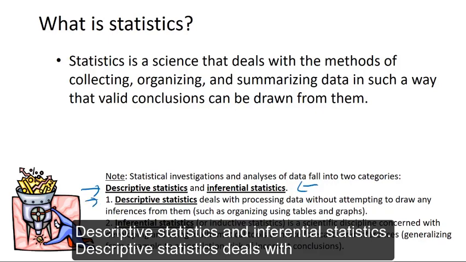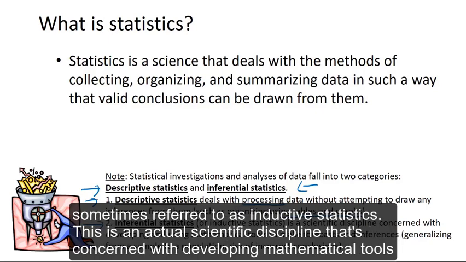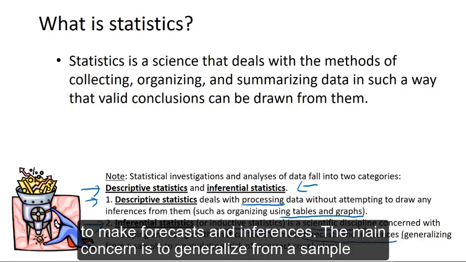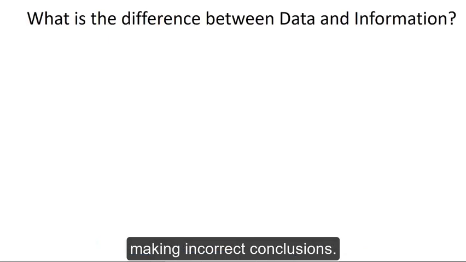Descriptive statistics deals with processing the data without drawing inferences. For example, when we use tables and graphs to organize data. Whereas inferential statistics, sometimes referred to as inductive statistics, is an actual scientific discipline that's concerned with developing mathematical tools to make forecasts and inferences. The main concern is to generalize from a sample to a population. But of course, when generalizing from a sample to a population, we risk making incorrect conclusions.